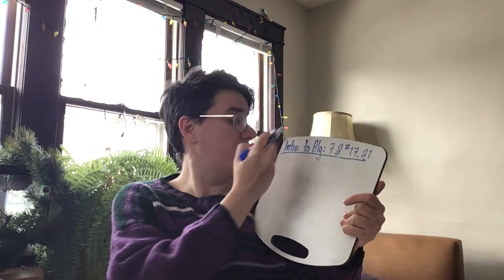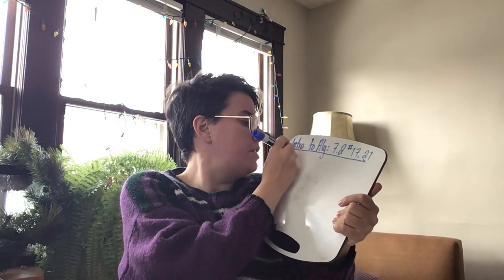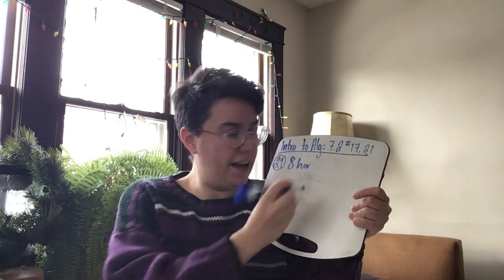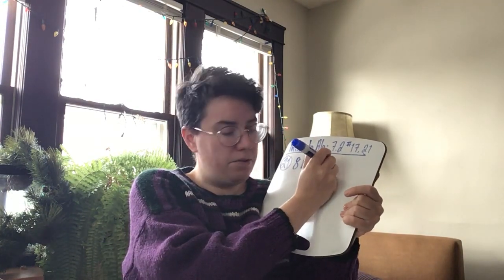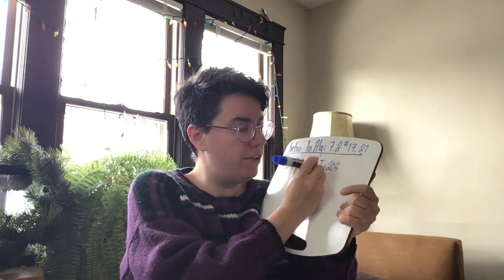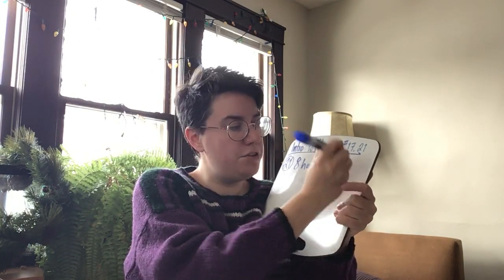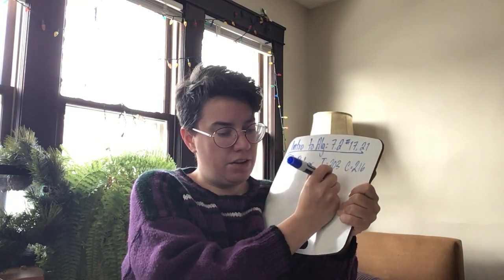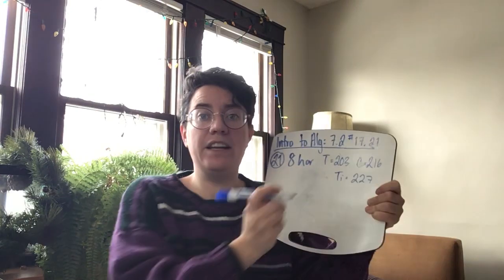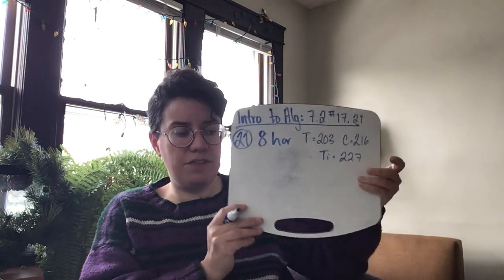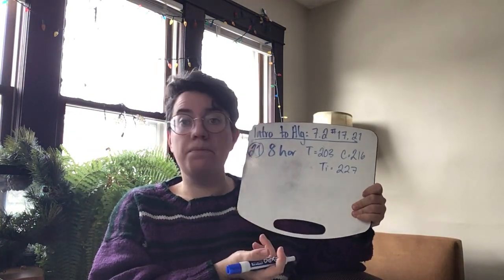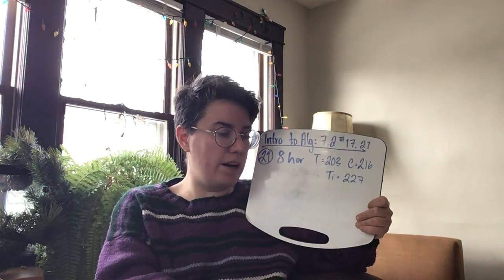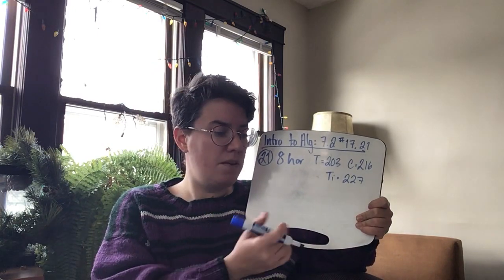So 21, I'm not going to redraw the picture, but I'm going to tell you the important facts. You've got 8-hour days. You have Tom, who made 203 frames. You got Charisse, who made 216. And you've got Tina, who made 227 in that same day. So they're about equal if you look at the pie chart, but a little bit different. So find the hourly unit rendering rate, so how many per hour.